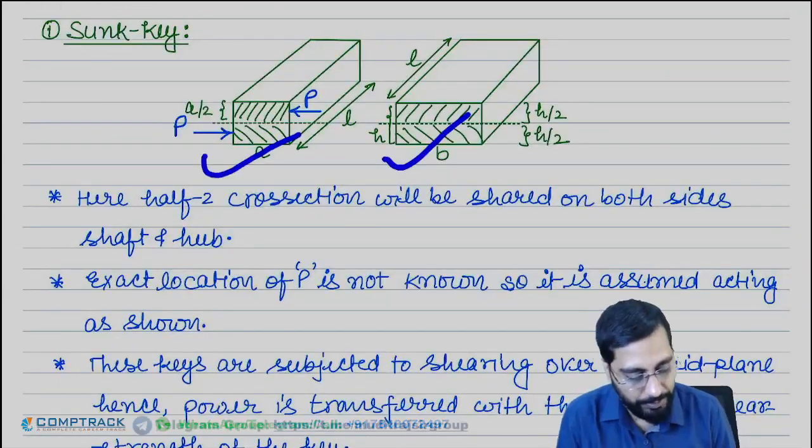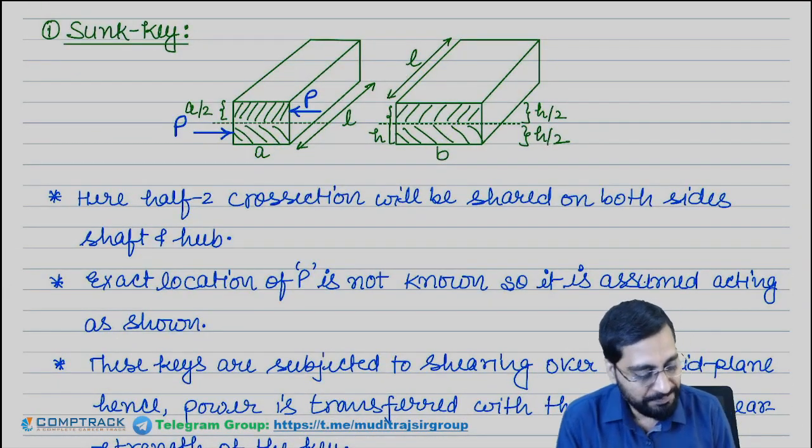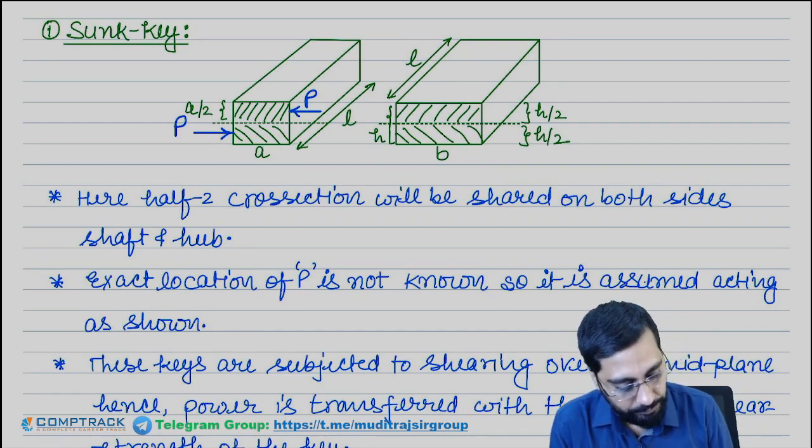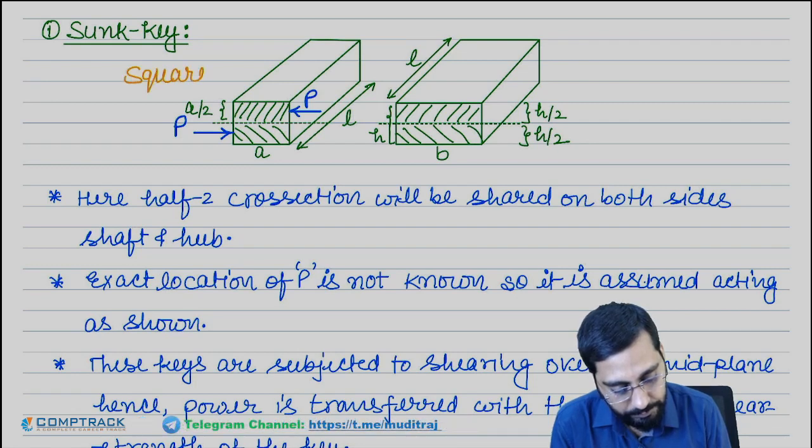So this was your simplest key, the sunk key. It will be of two types: square key and flat key. So this is your square key and flat key.